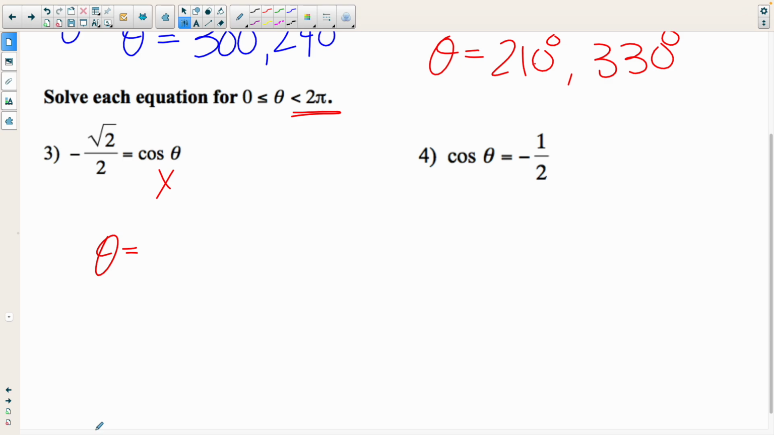What's one of them? 225. What's right next to it in radians? 5 pi over 4. Good. And what's the other one? 3 pi over 4. Good.